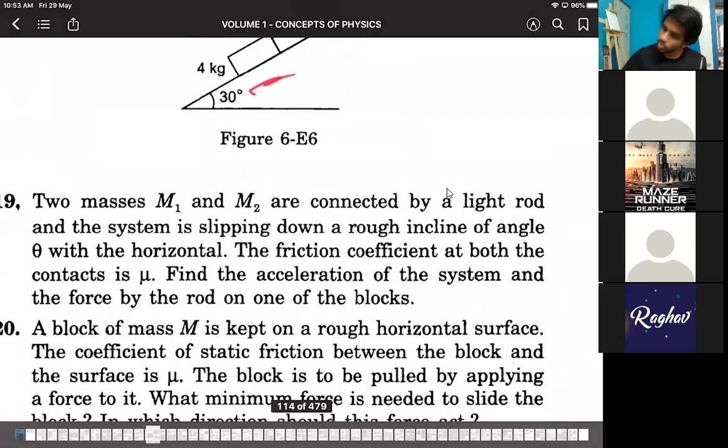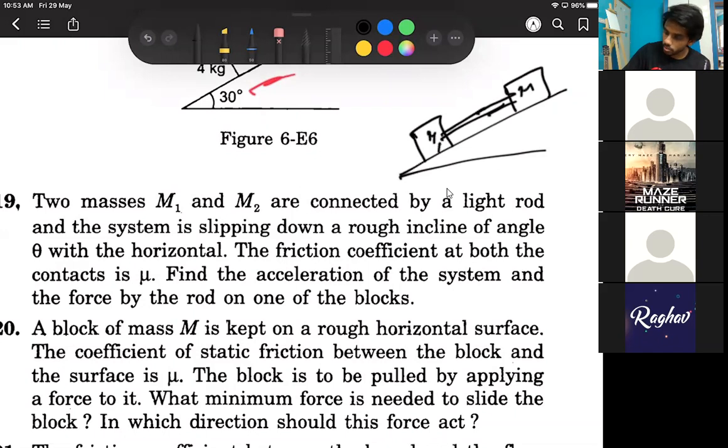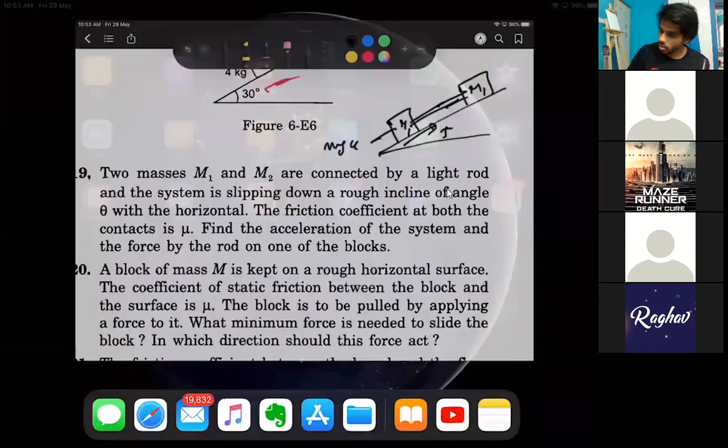All right. So he's asking, in this case, a situation like this. There are two blocks M1 and M2. Same thing. mg sin theta, friction. Let me draw it separately on the board.